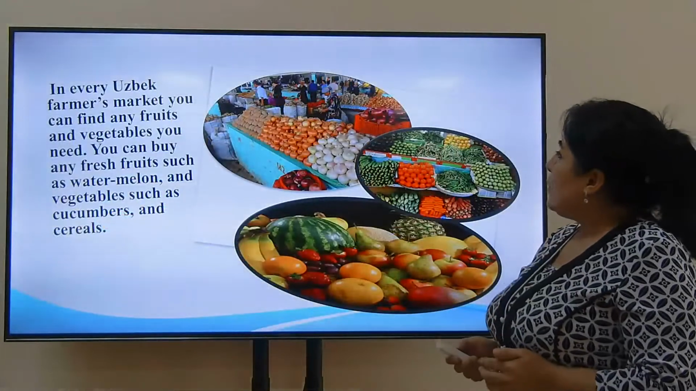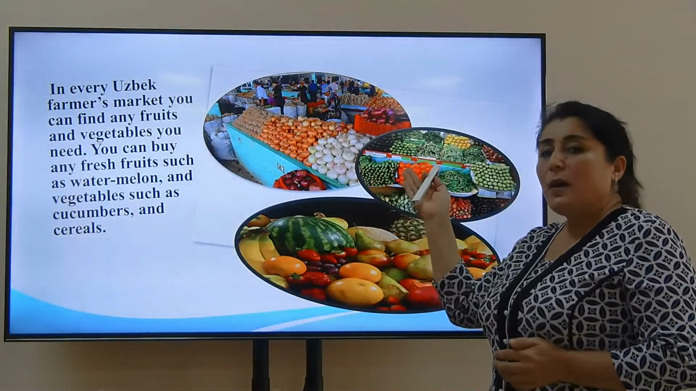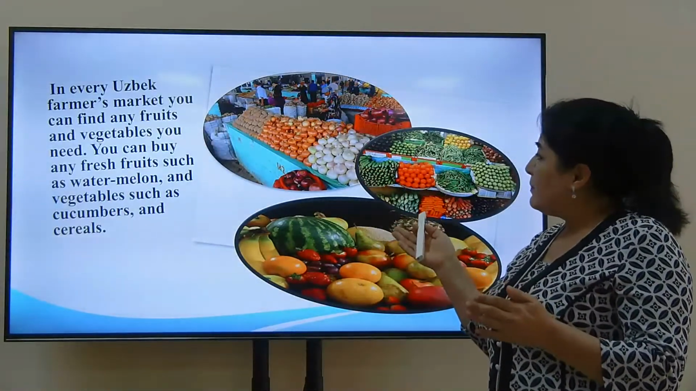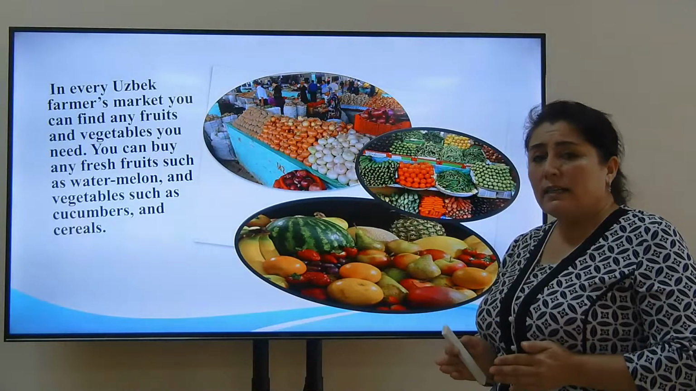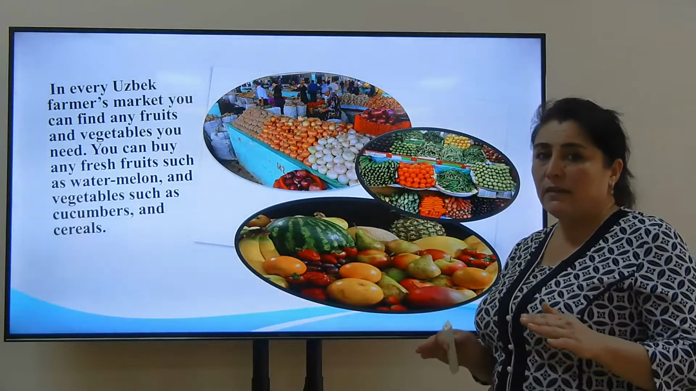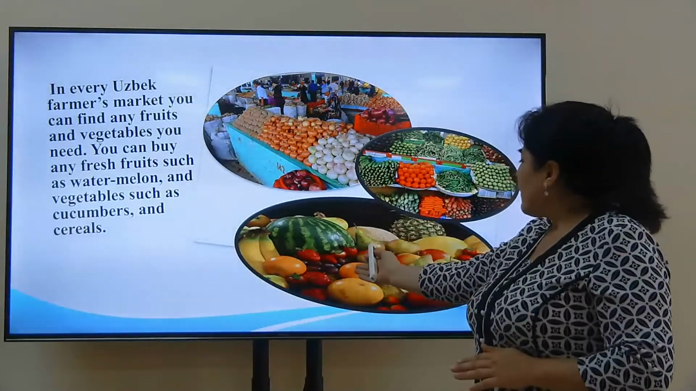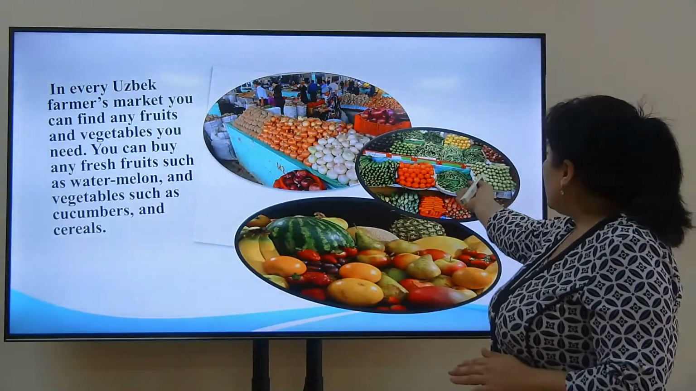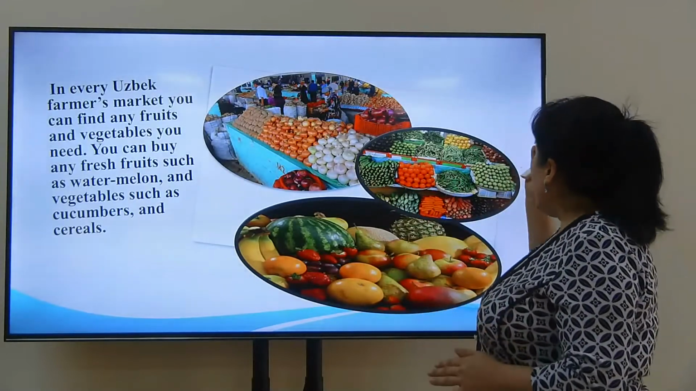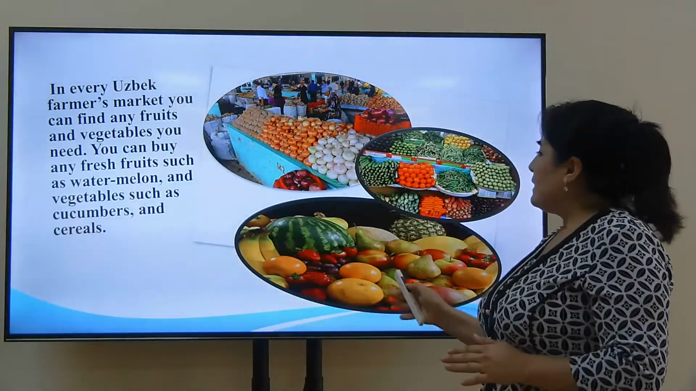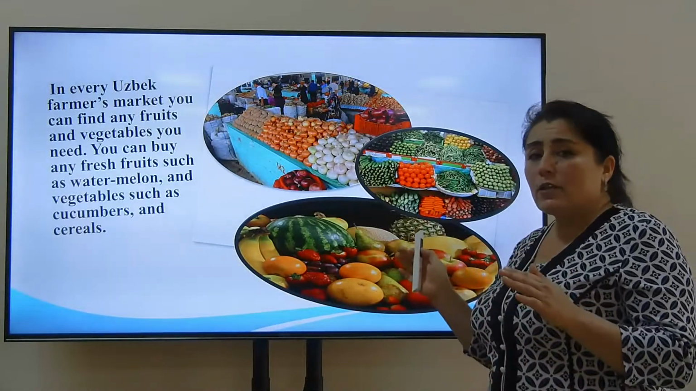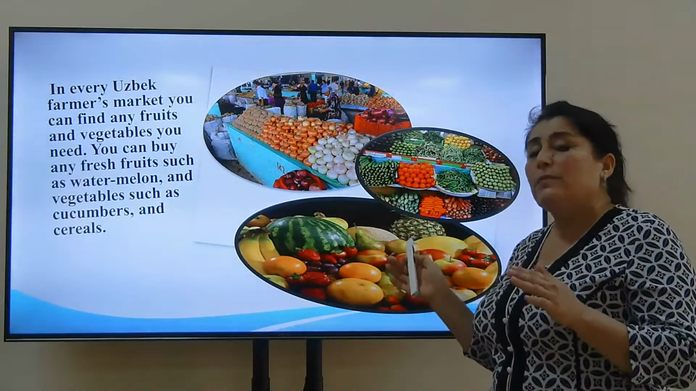So, it is the Uzbek farmers market. I am sure everybody has been there. The Uzbek farmers market is a very funny place. You can find any fruits and vegetables: bananas, pears, grapes, strawberries, and vegetables such as cucumbers, tomatoes, potatoes, onions, and cereals and other vegetables. So it is short information about plant products.